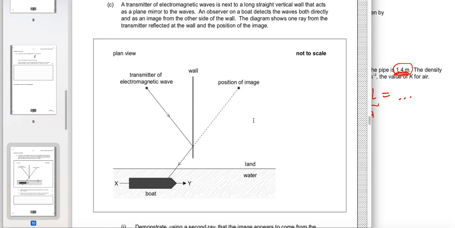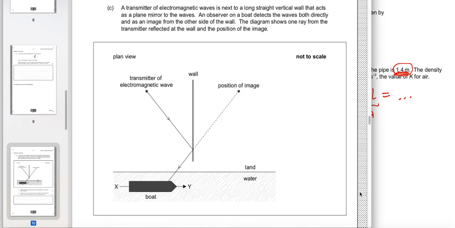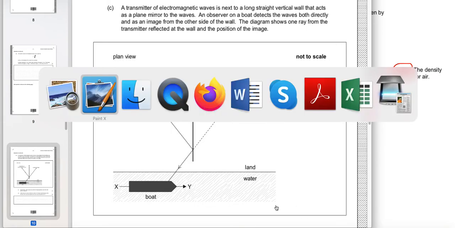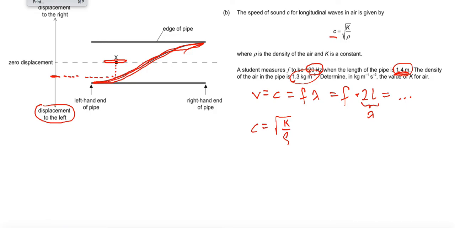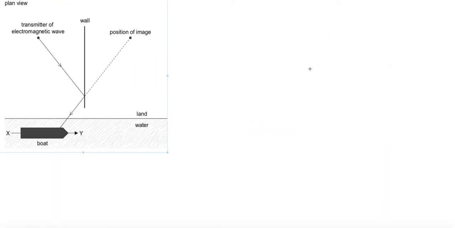And one more. A transmitter of electromagnetic waves is next to a long straight vertical wall that acts as a plane mirror to the waves. An observer on board detects the waves both directly and as an image from the other side of the wall. The diagram shows one ray from the transmitter reflected by the wall at the position of the image. Okay, so this I'm going to copy and paste in a new slide.